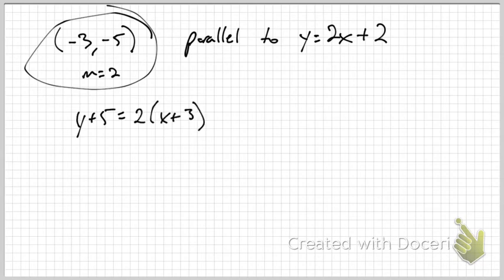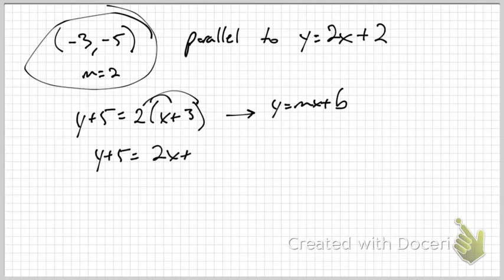You good with that? Now the directions say get that in slope intercept. So the goal is y equals mx plus b here, right? So I'm going to distribute, and I'm going to isolate y.